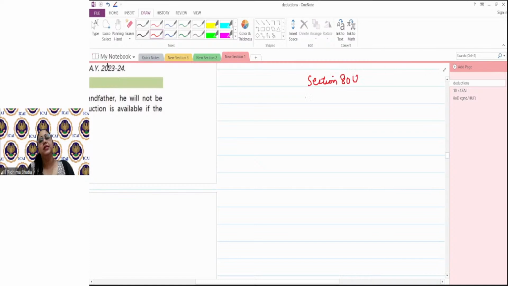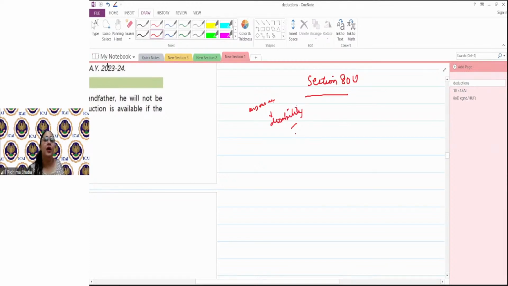This is also another section of deduction, but what is the difference here? This section talks about deduction in case of a person who is suffering from a disability. Now, this section, unlike 80D, is a flat deduction for a person who is suffering from the disability. That means the assessee should be a person who is suffering from disability.